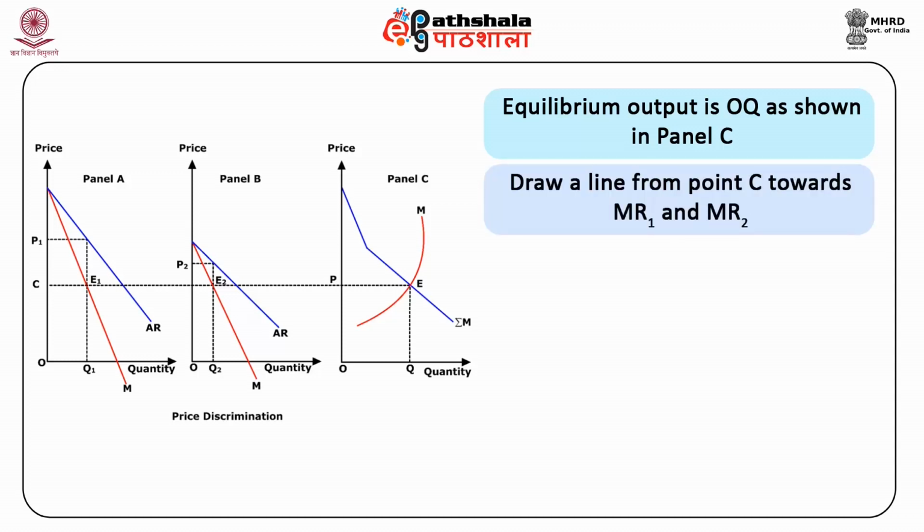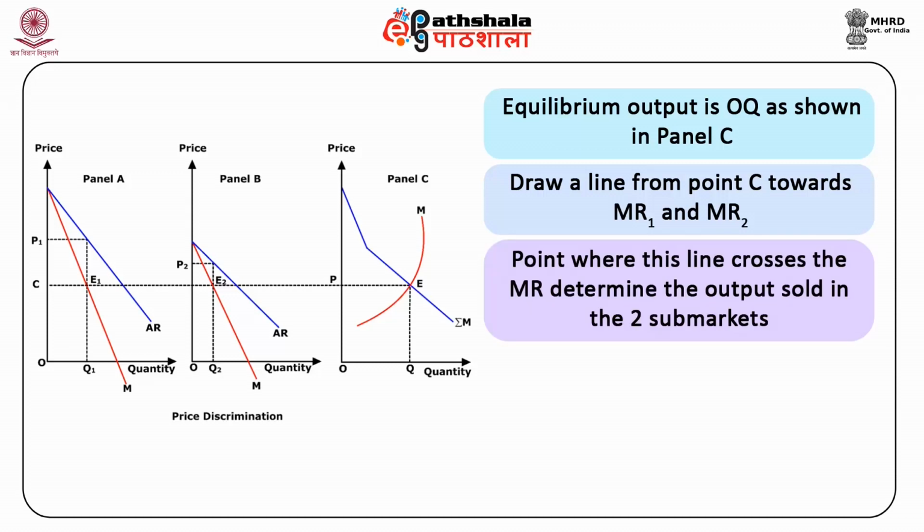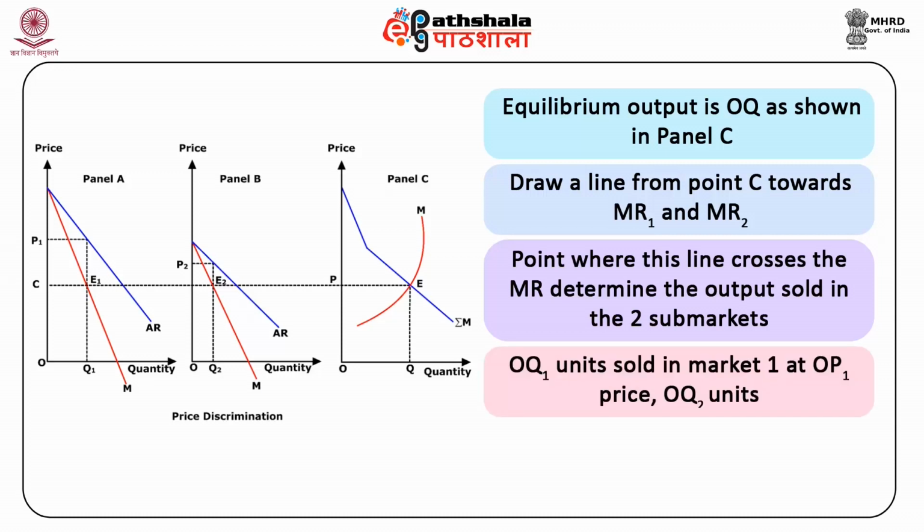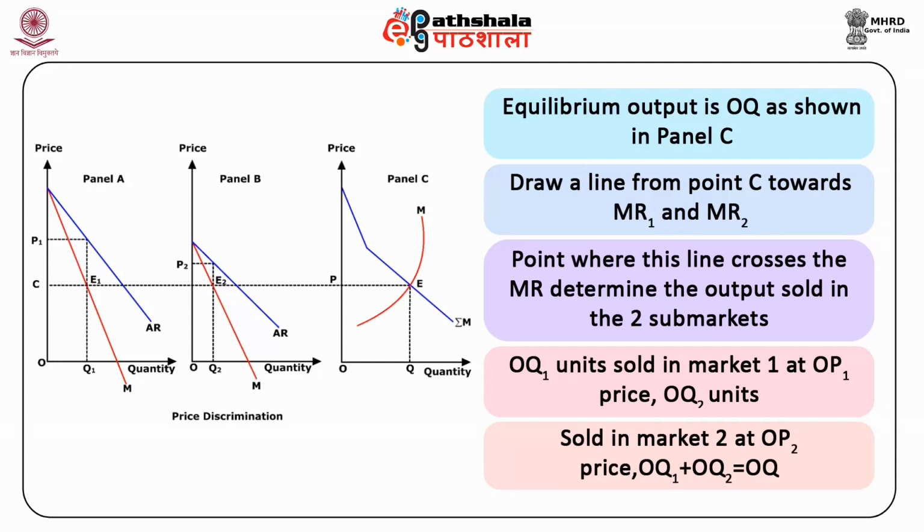Now draw a line from point C towards MR1 and MR2. The point where this line crosses the marginal revenue curves determines the output sold in the two sub-markets. So, OQ1 units of output are sold in market 1 at OP1 price and OQ2 units of output are sold in market 2 at OP2 price, and OQ1 plus OQ2 equals OQ.